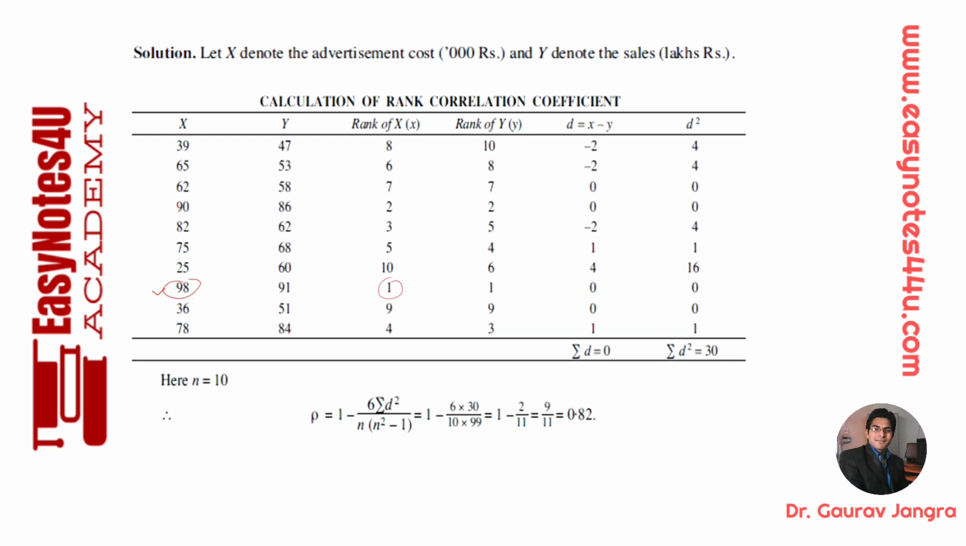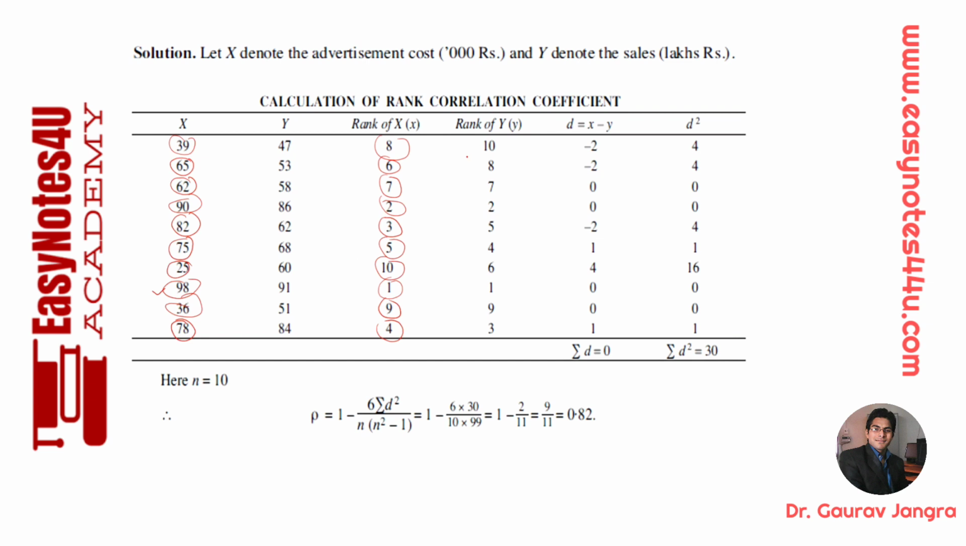After the 98, after the 90 we assign the rank 2. After 90, 82 we have assigned the rank 3. After that 82, then 78 we have assigned the rank 4. Then 75 rank 5. Then next is the 76. After that 65 we have assigned the rank 6. Next is 62, assign the rank 7. After that 39 the 8th rank. After that 36 9th rank, and 25 10th rank.